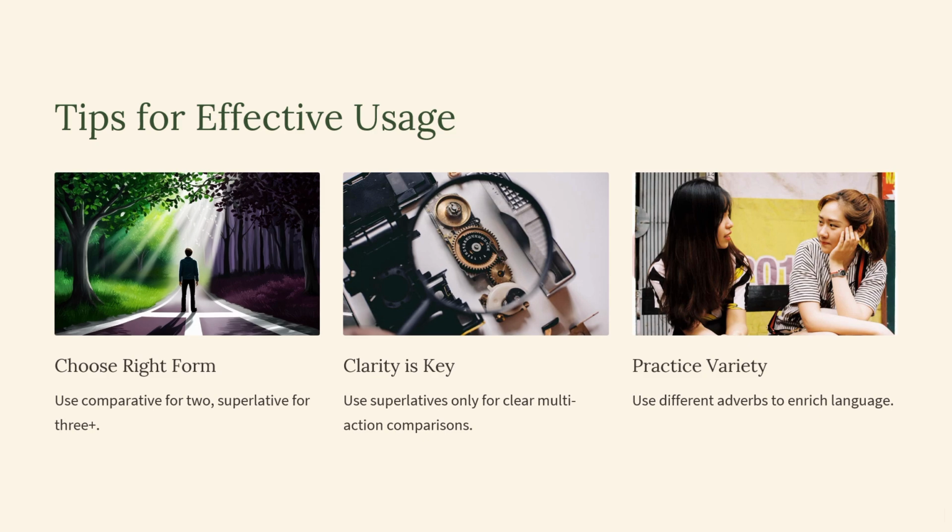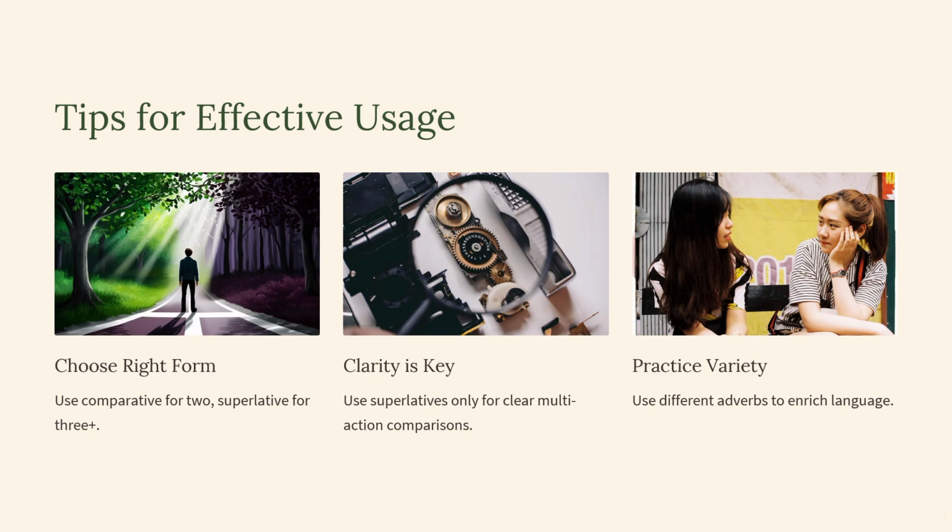Okay, so tip number two is clarity is key. Okay, so don't overuse superlatives. Use them only when there is a clear comparison among three or more actions or people. So, for example, saying he is the most talented writer I know is fine when you're comparing him to others, right? But avoid using superlatives in situations where you're only comparing two things. Better is usually a better choice in these cases.